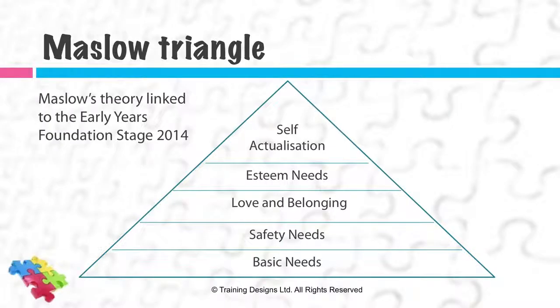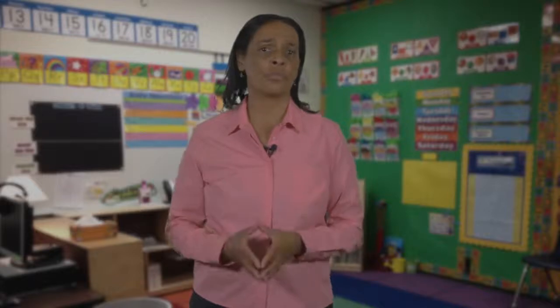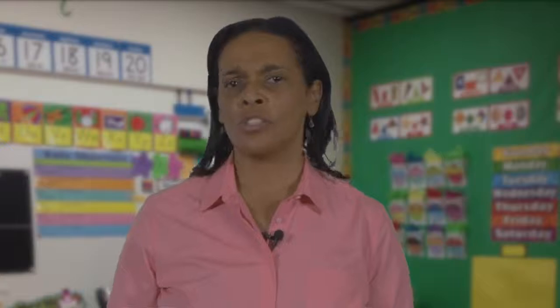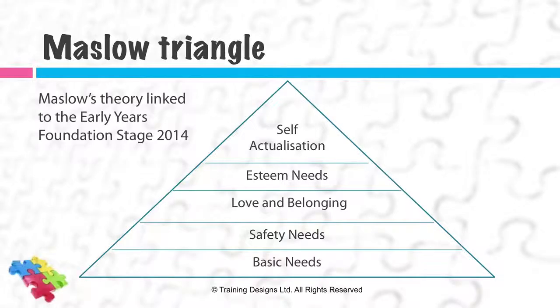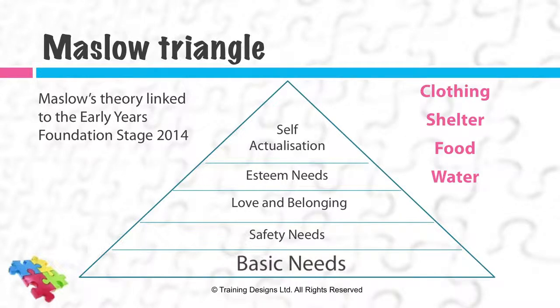One way of looking at this is to use the Maslow hierarchy of needs model. Maslow was an American psychologist, and in 1943 he developed this model which looks at the needs of human beings. So let's just take a look at each of these and decide how they link to the needs of children. For example, the level of basic needs refers to needs which include clothing, shelter, food and water.